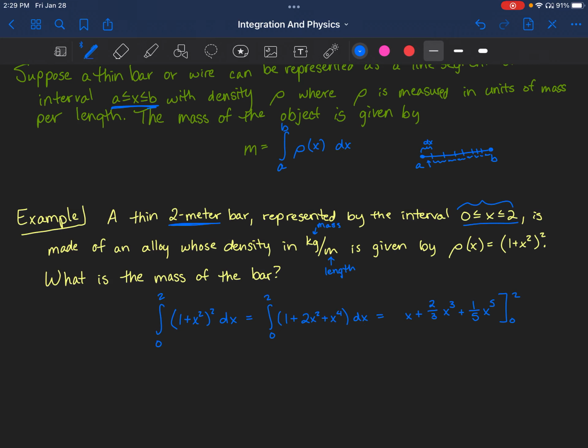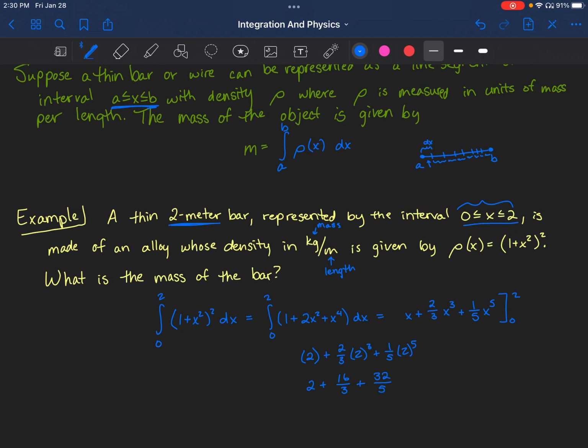So I'm going to go ahead and plug in the 2, recognizing that if I plug in 0, it's not going to add or subtract anything. It's just going to be 0. And so I've got to do 2 plus 2/3 times 2 cubed, which is 8 times 2, which is 16. So that's 16/3. And then plus 1/5 times 2 to the fifth. Well, I just said 2 cubed was 8, so we're multiplying that by 4. So we should get 32/5.